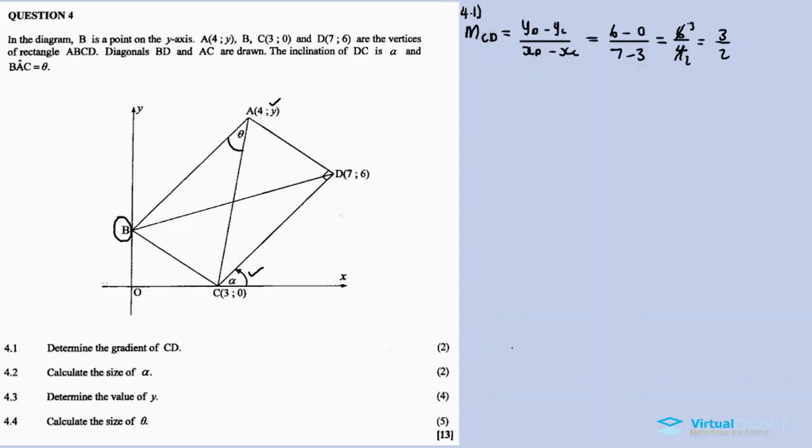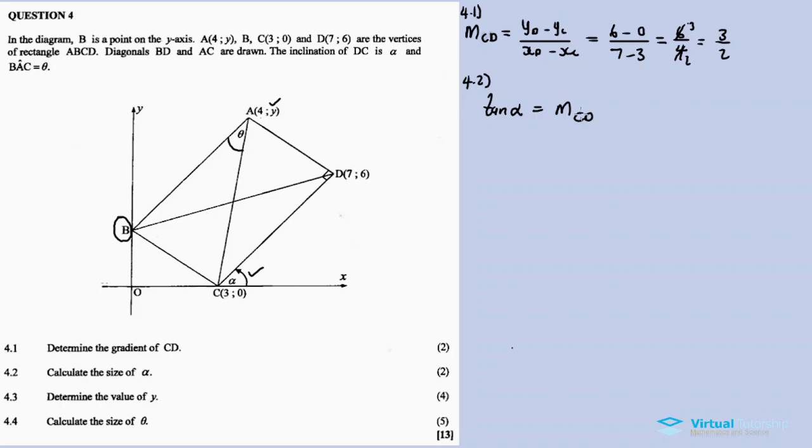Now we are at 4.2, to calculate the size of alpha. It's another straightforward one. If you want alpha, as mentioned in this statement, the inclination of DC is alpha. So angle alpha is the angle of inclination for line CD. And by the way, 4.1 was to calculate the gradient. So we can use this equation for finding the angle of inclination: tan alpha equals gradient CD. So with the gradient of CD calculated, we find the angle of inclination alpha using this formula.